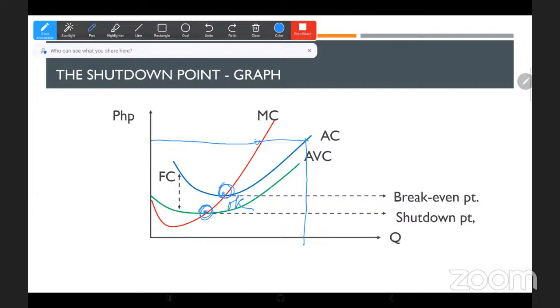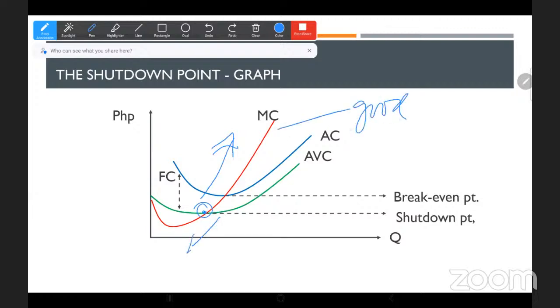Alright? So okay yon. So ibig sabihin, as far as the firm is concerned, any price that's higher than the shutdown point, pataas, is good. Any price that's lower than this shutdown point is bad. Alright? So, ang pinaka-threshold ng firm when it comes to production is price that's equal to shutdown, pataas. At the very least, no shutdown.